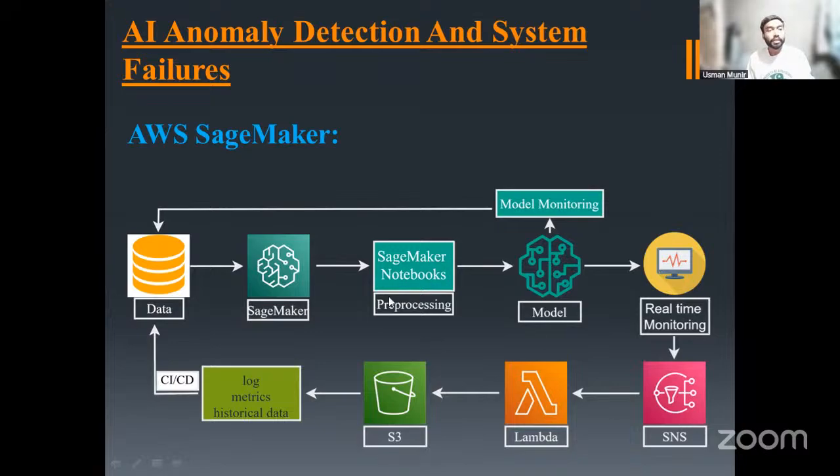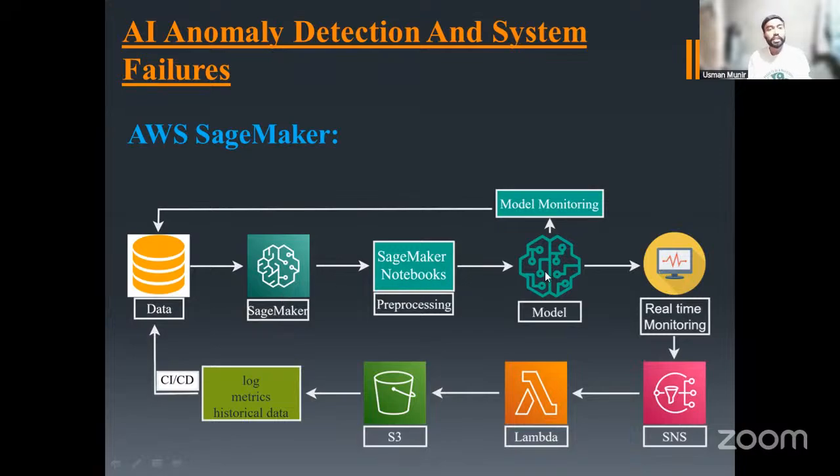In pre-processing, they split the data into training and test data. It's for the model preparation, then real-time monitoring, and when any anomaly or detection happens, they trigger the SNS service for alert, and a Lambda function does the remediation action. And the reports, log metrics, and historical data are used to train the SageMaker services again for model training.